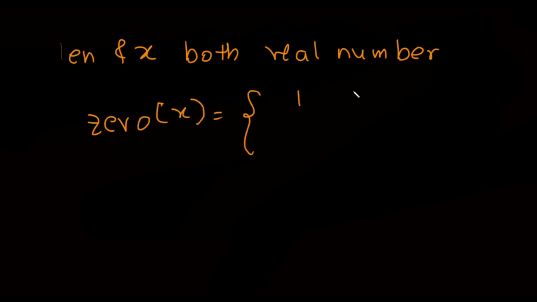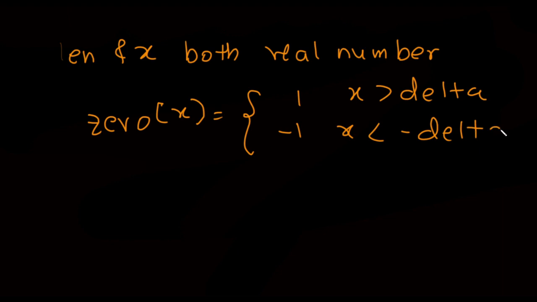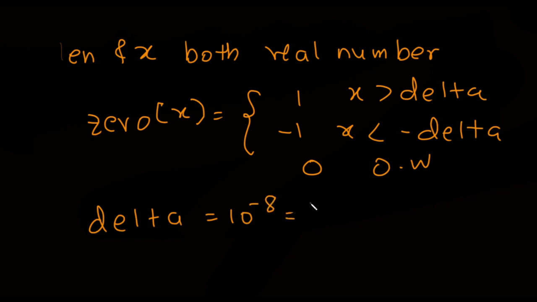Now since our len and x both are real numbers, we need to control the accuracy of errors. For doing that, we'll define a zero function such that it is equal to 1 when x is greater than delta, minus 1 when x is less than minus delta, and 0 otherwise, where delta is equal to 10 power minus 8, or as you write in C, 1e minus 8. So this is our zero function, to control the accuracy.